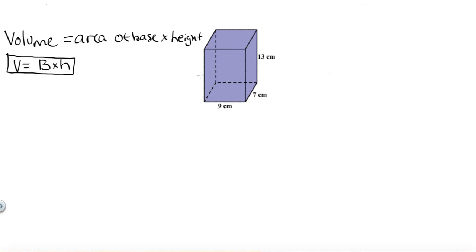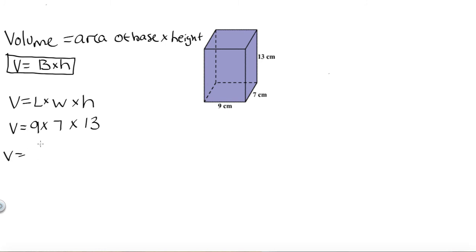So I'm going to look at the base because I want to first find the area of the base. So my volume is equal to, in this case, this base is a rectangle, so I know I'm using length times width. But then I can't forget that I have to include my times height as well. So now I want to plug in. I have a length of 9 centimeters times a width of 7 centimeters times a height of 13 centimeters.